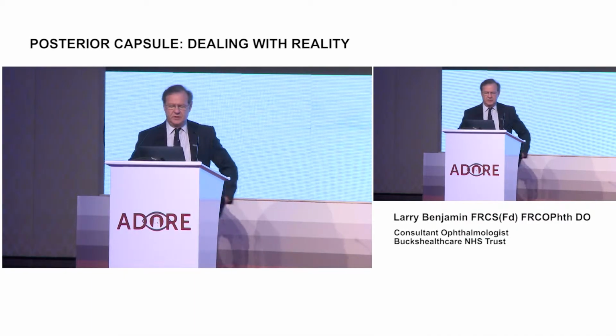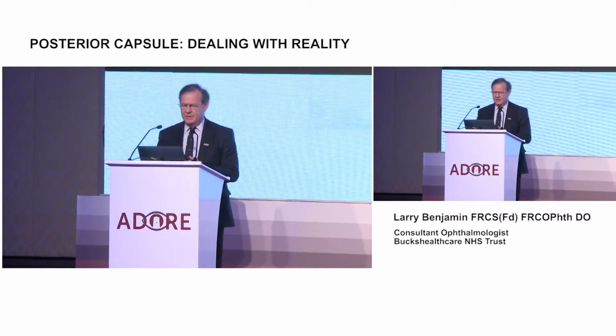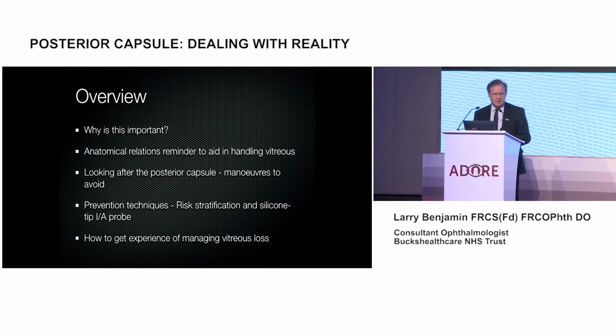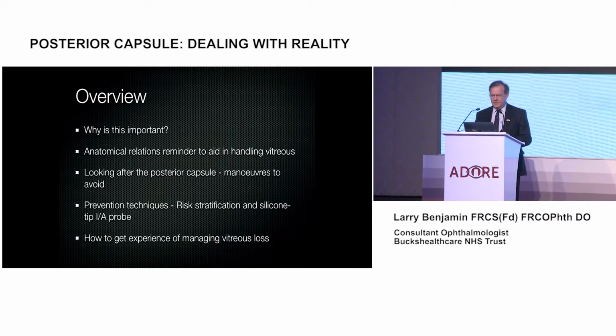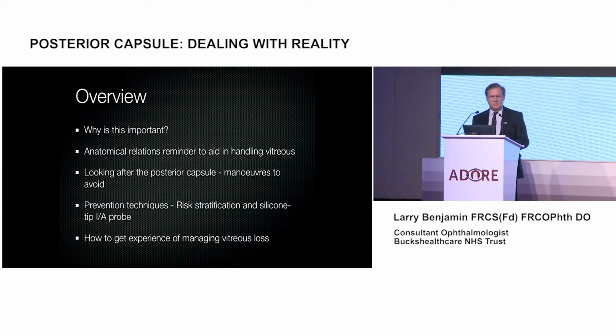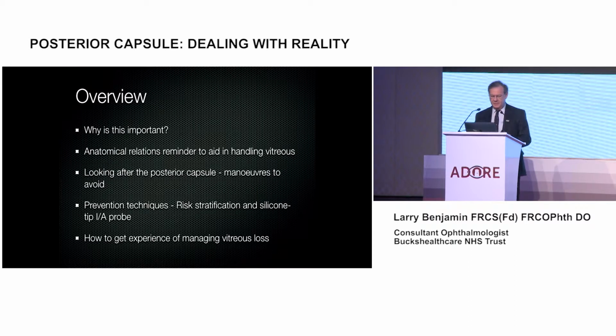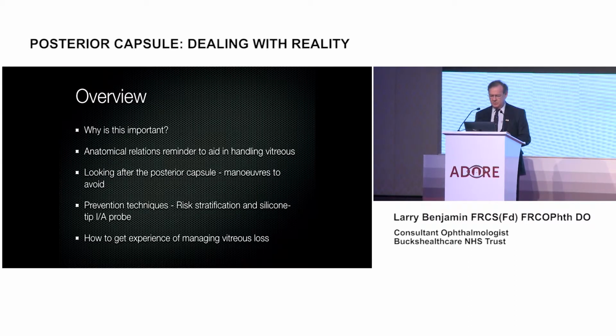A few anatomical reminders to aid you in handling the vitreous. We're going to look at some maneuvers to avoid while you're in the anterior segment. Two prevention techniques that will reduce your incidence of posterior capsule rupture significantly. That's risk stratification and silicone tip IA probe, and we'll talk about those. And then how you get experience of managing vitreous loss.